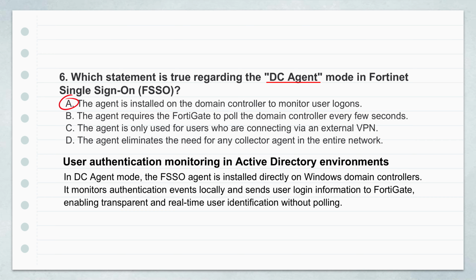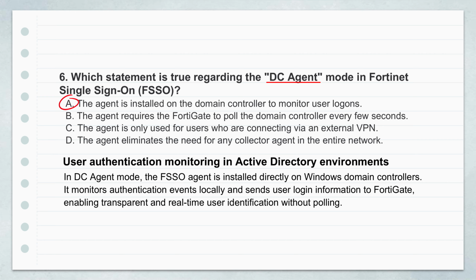Why there? Why on the server that runs the whole directory? Because that is the source of truth. Think about it. When you unlock your computer in the morning, who are you talking to? The domain controller. To verify my password. Right. The DC agent is basically a spy sitting on that server. It monitors the security event logs. It sees user Alice authenticated from IP 10.5.5.5. And it whispers that information over to the firewall.